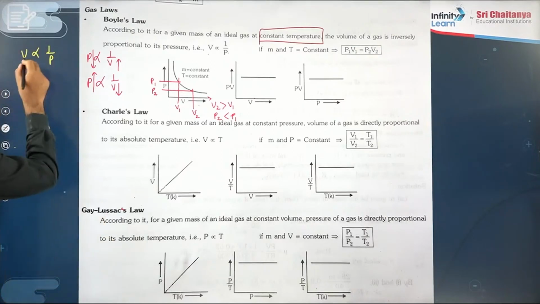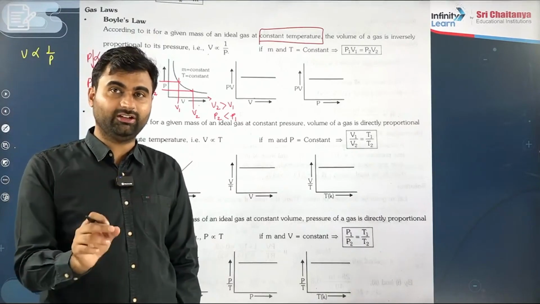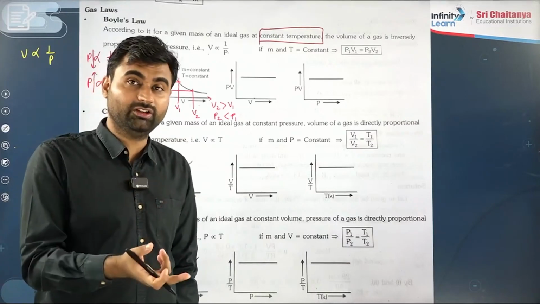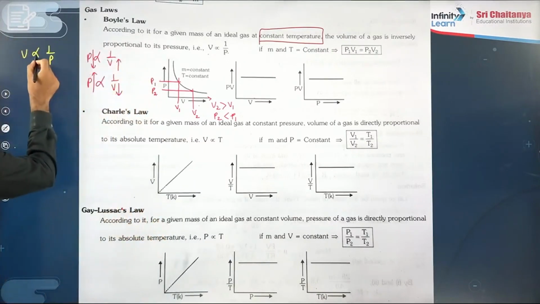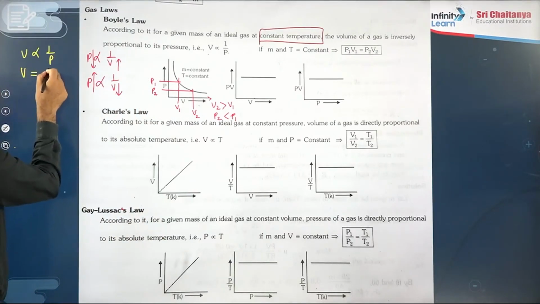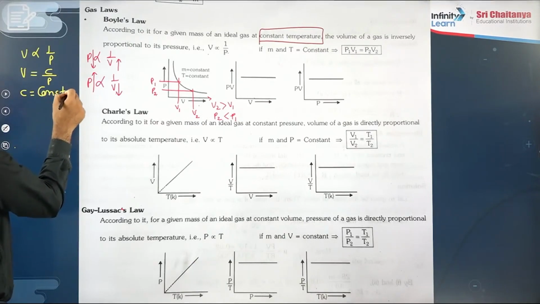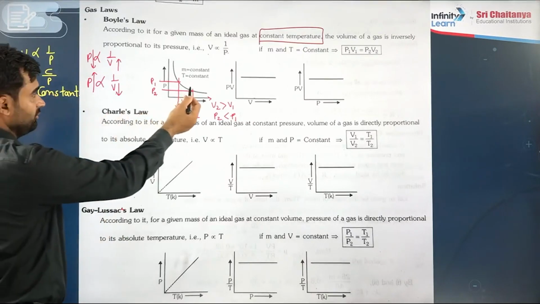Yesterday we also discussed that if we remove the proportionality sign, we have to replace it with a constant. Agree or not? So here also, if we remove the proportional sign, then V equals C by P. What is C here? C is the proportionality constant. Now, if we draw a graph between volume and pressure, we understood the graph is like this.